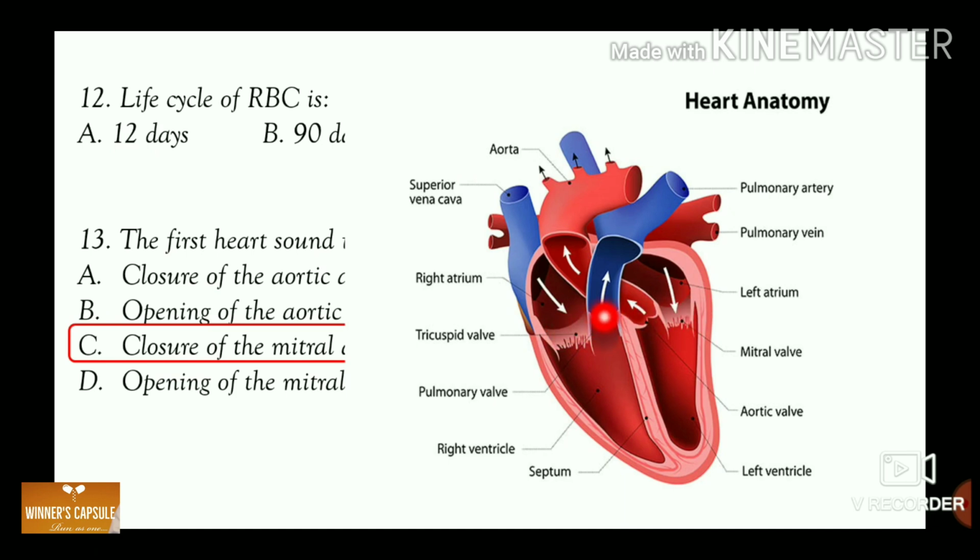Second heart sound occurs when this pulmonary valve and aortic valve close. This is the aortic valve, here we can see this is aorta. So closure of these semilunar valves, that is pulmonary and aortic valve, results in second heart sound. It is short, sharp, high pitched, and it sounds like dub, D-U-B-B.